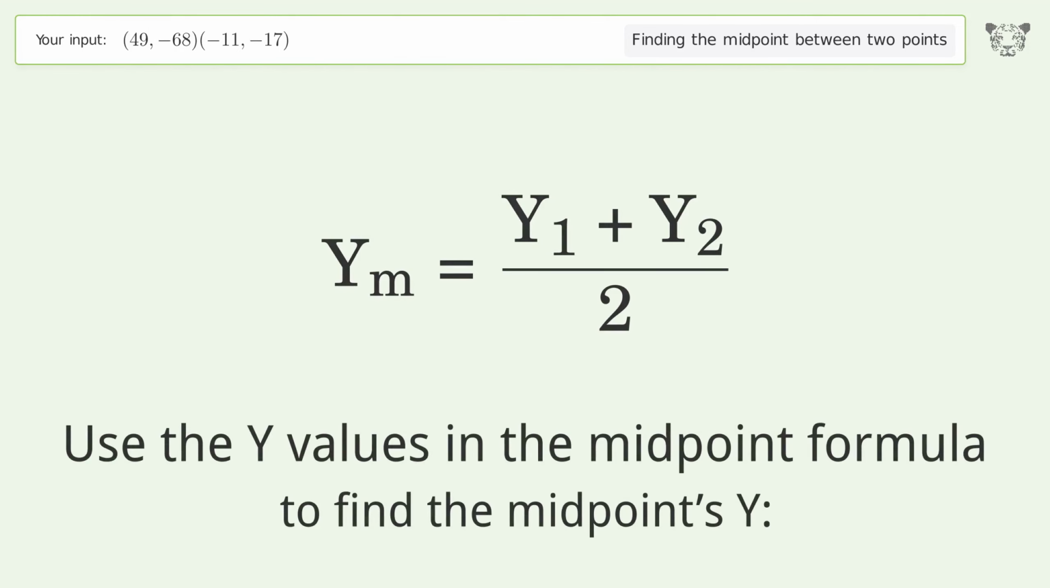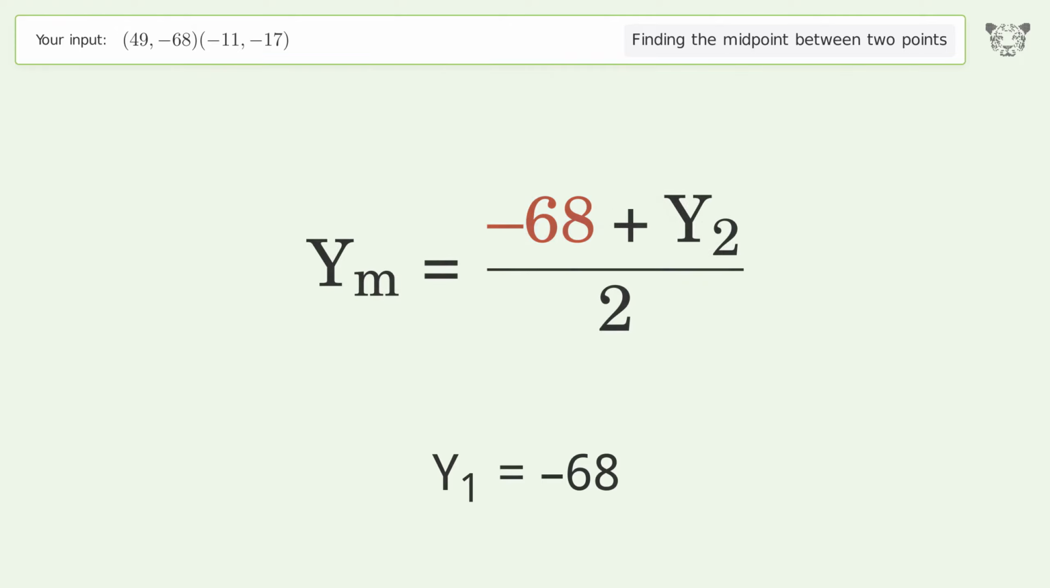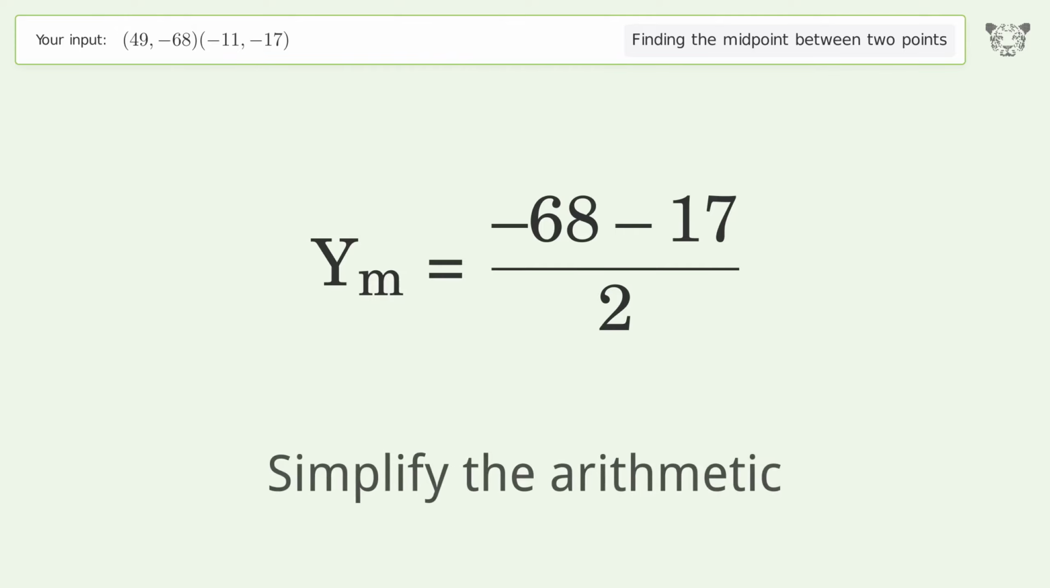Use the y values in the midpoint formula to find the midpoint's y. y1 equals negative 68. y2 equals negative 17. Simplify the arithmetic.